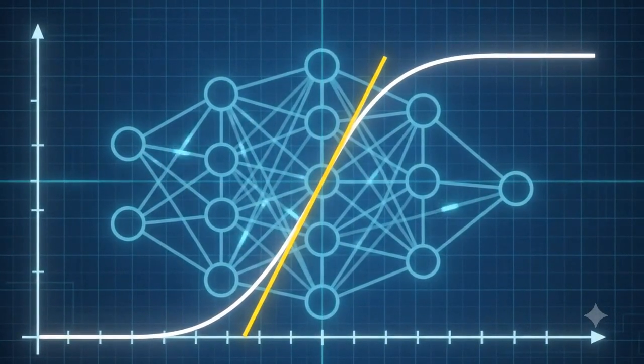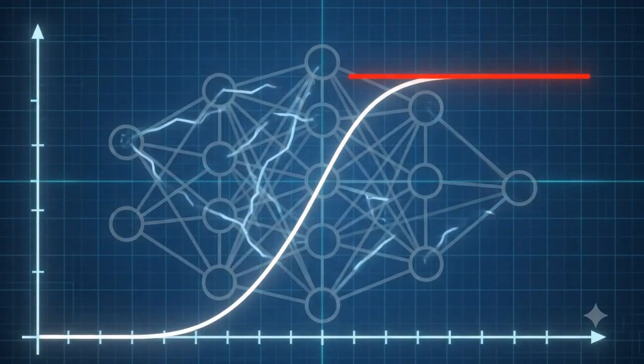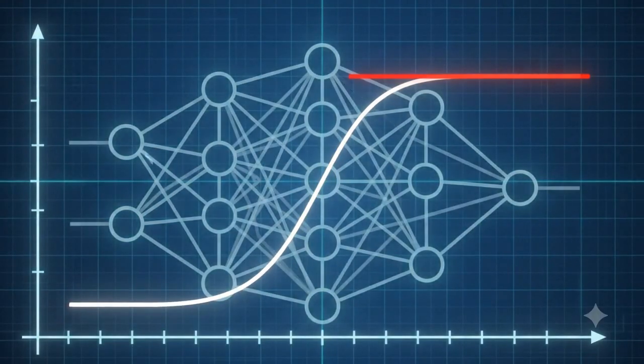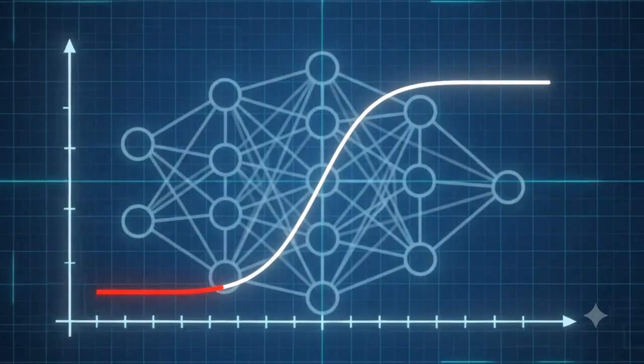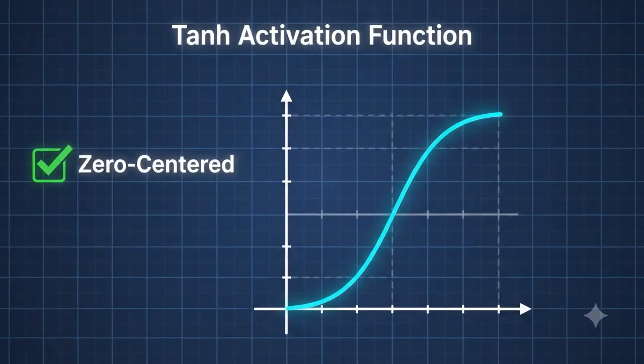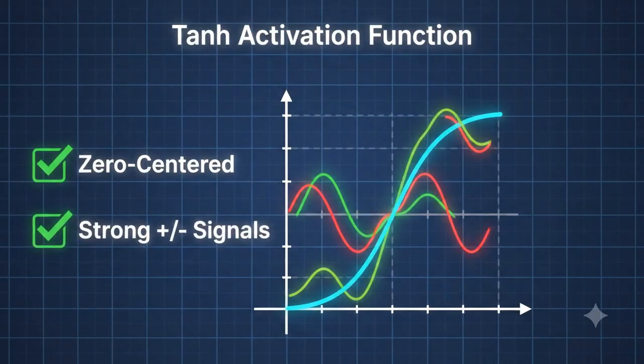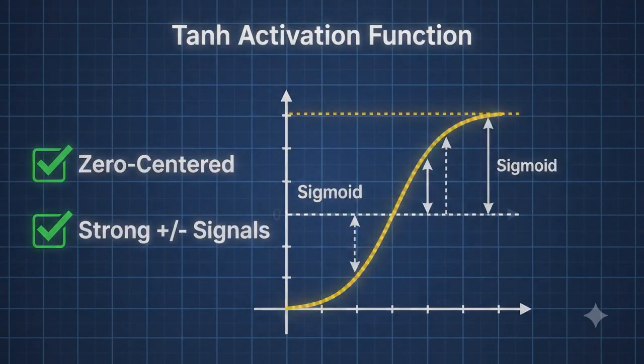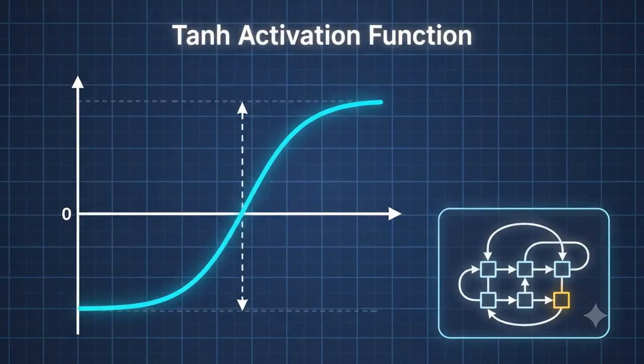Just like sigmoid, tanh suffers from vanishing gradients. When input is large positive or negative, the derivative becomes almost zero. Advantages: zero-centered output helps gradient flow better, strong negative and positive values, and it was widely used in recurrent networks.